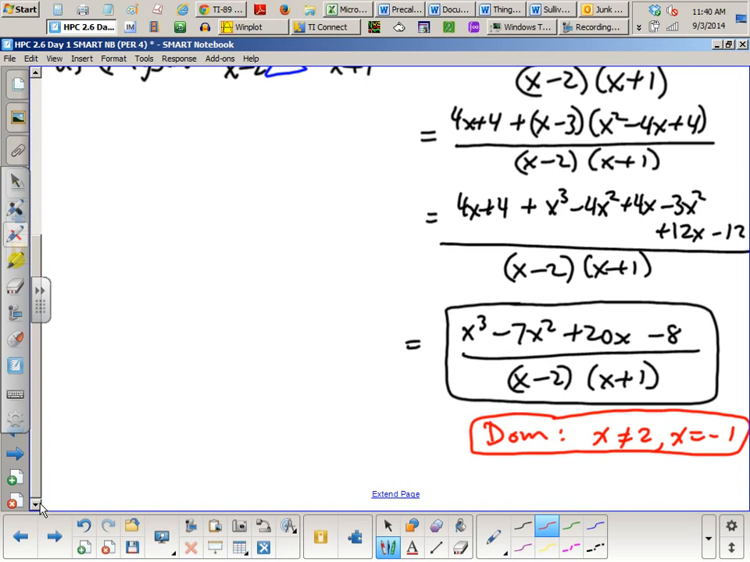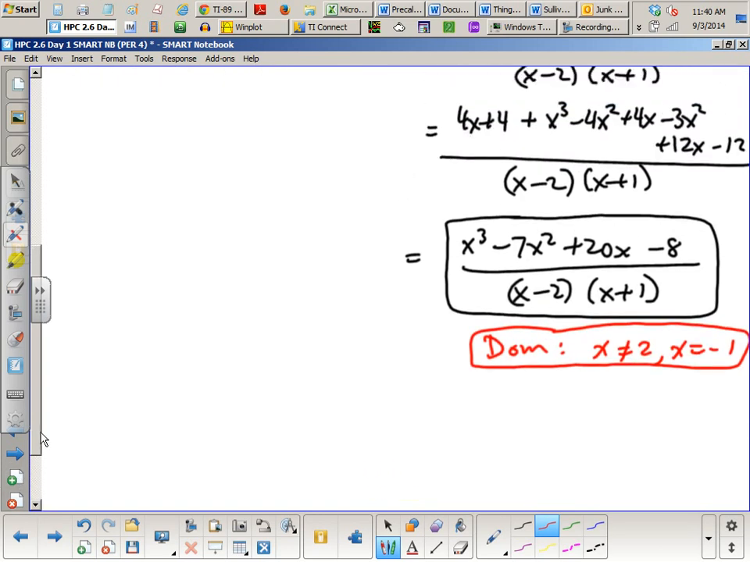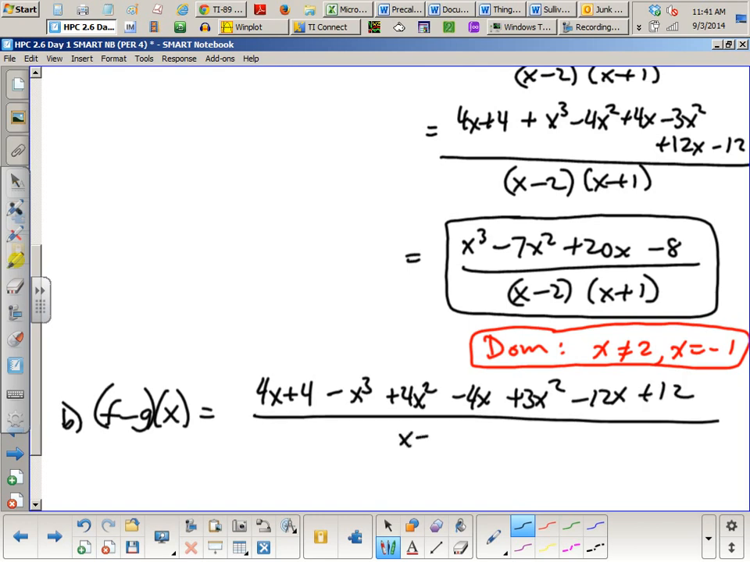Okay, let's go to the difference. The difference is going to be pretty much the same, except there are a few minus signs involved. So I'm going to skip ahead a bit. If you're doing f minus g, I'm not going to redo the whole problem. You're going to have 4x plus 4. This time it's going to be minus x cubed plus 4x squared minus 4x plus 3x squared minus 12x plus 12. So all the signs changed after the first two terms.